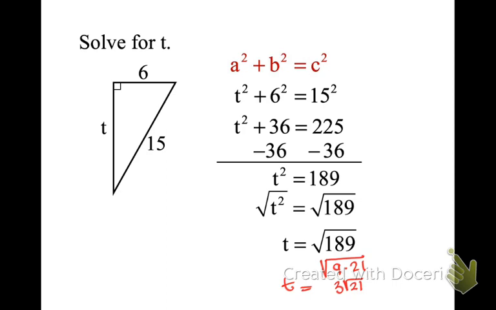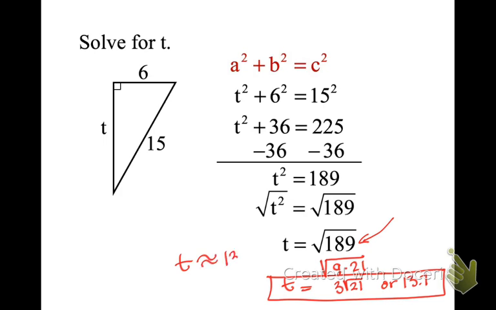13.7, I guessed it right. Now, I personally think that it's easier to estimate from here versus here. I just don't tend to be as accurate. I can't see the distance between 13 and 14 much clearer when I'm at 189 than if I'm doing the square root of 21. When I'm saying t is about equal to 13.7, but when I'm using the radical, I really should be using an equal sign.